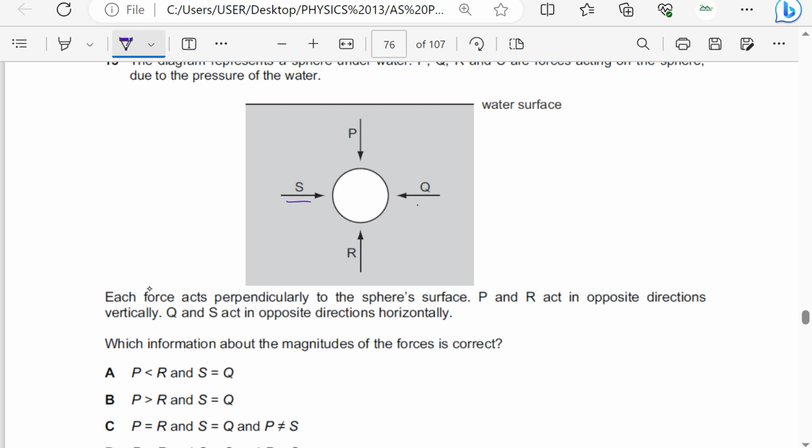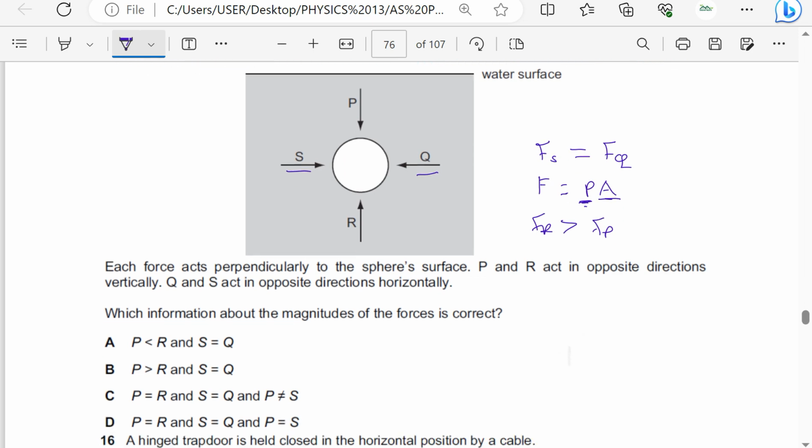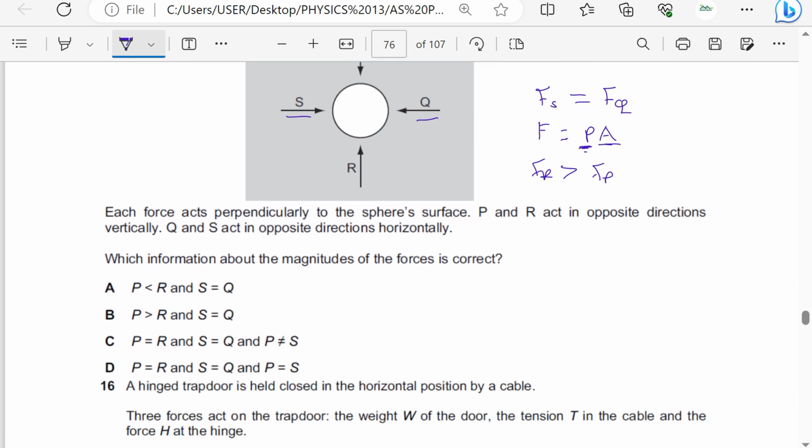Of course, this one and this one, the forces must be equal. The force at S must be equal to the force at Q, because force is equal to pressure times cross-sectional area, and for the same area, the pressure is the same at the same depth. So S and Q have the same force. But then the force at R is greater than the force at P because R is at a greater depth than P. So let's check the options here.